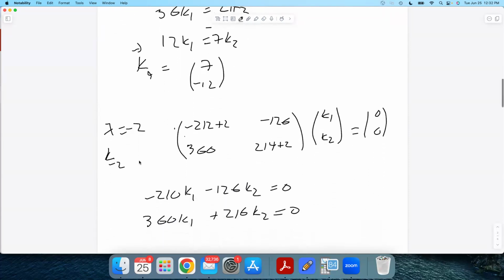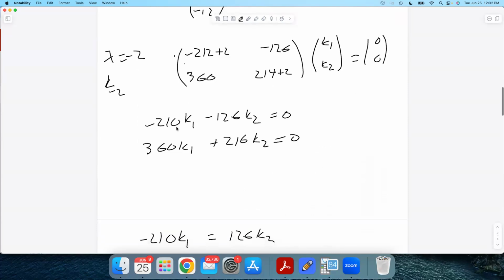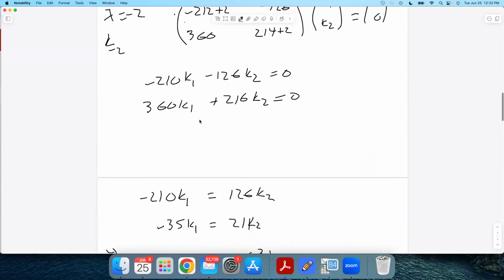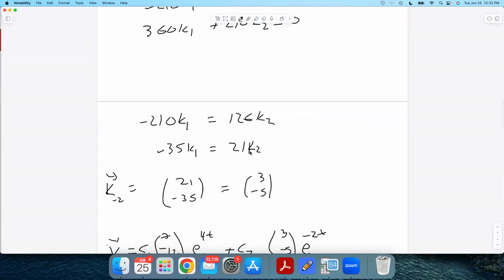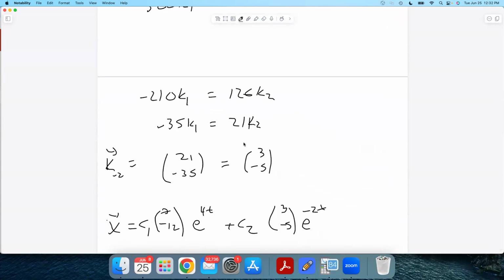Same thing with lambda equals negative 2. I think I used the top equation this time. And again, that reduced. And then I realized once I got here, I could reduce that even further. 3, negative 5. And again, any multiple of an eigenvector is still an eigenvector. Maybe you have the negative on top. Maybe you have 10 times this.